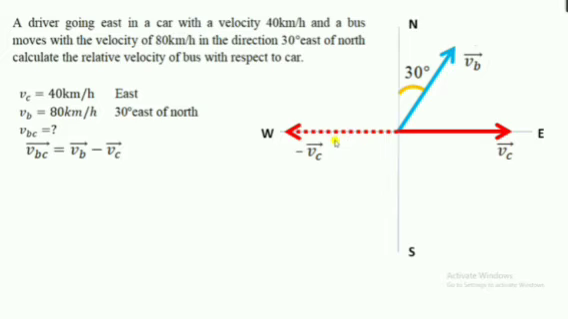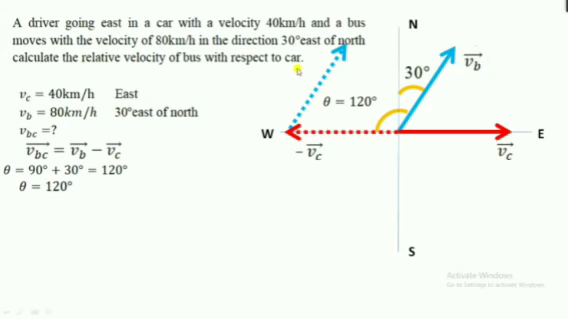Now the resultant of this and this will be the velocity of bus with respect to car, and the angle between these two vector is this 30 degree plus this 90 degree, so 120 degree. Now I cannot use triangle law out here because tip and toe is not coming together, so I'll shift this vector out here. So now I can use the triangle law.